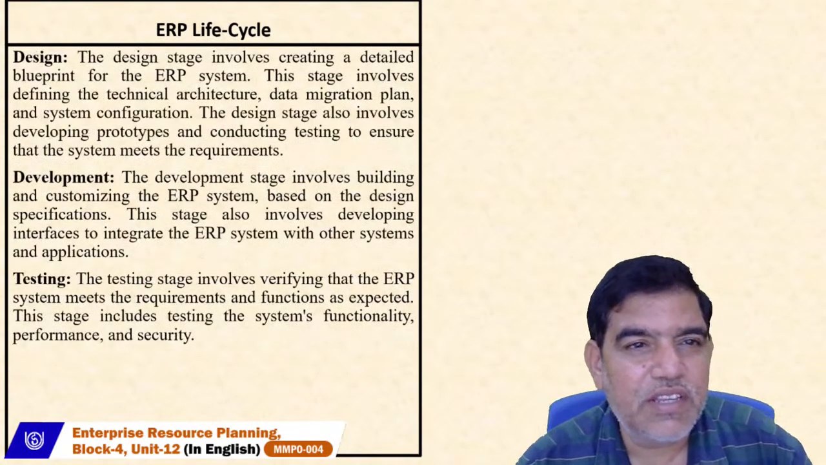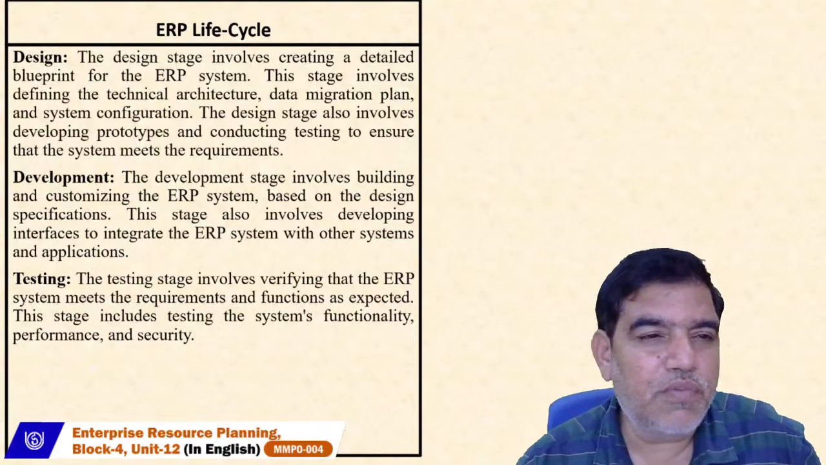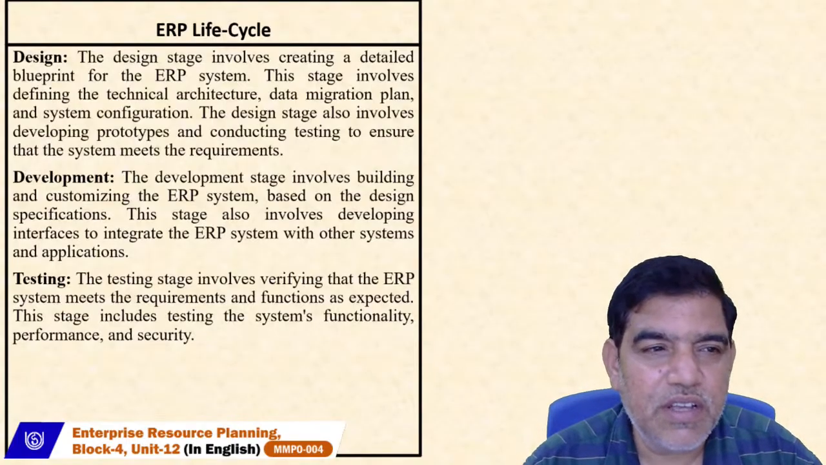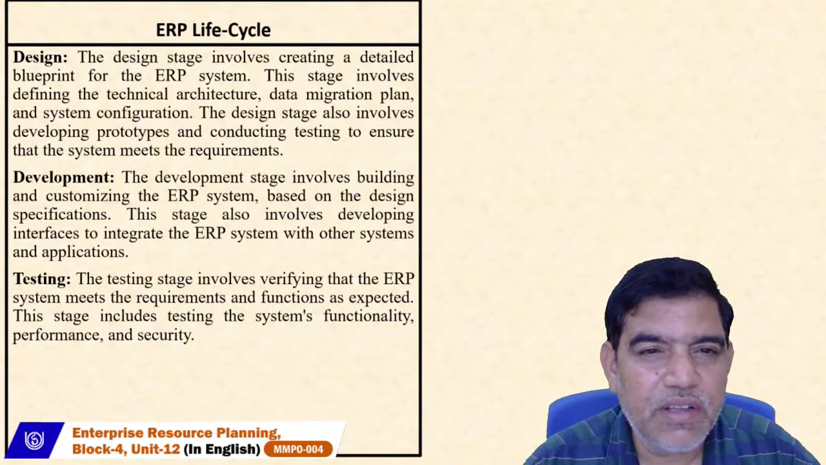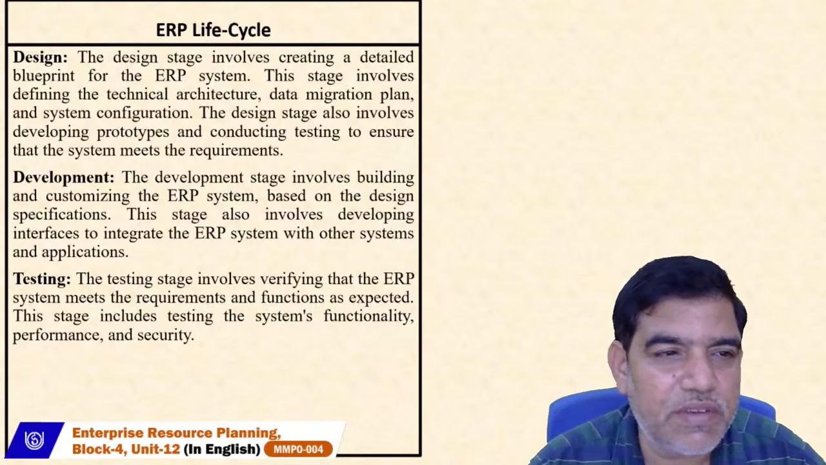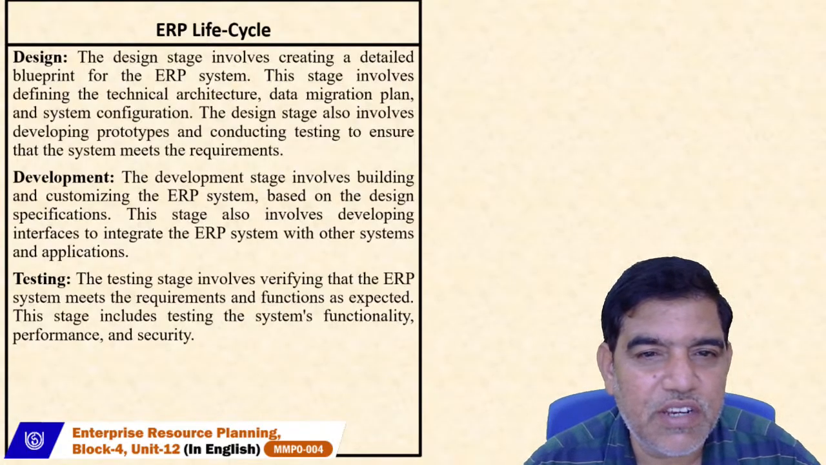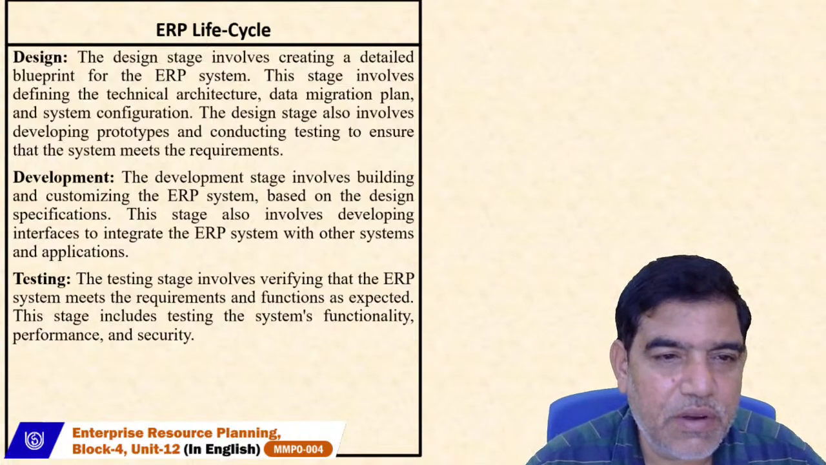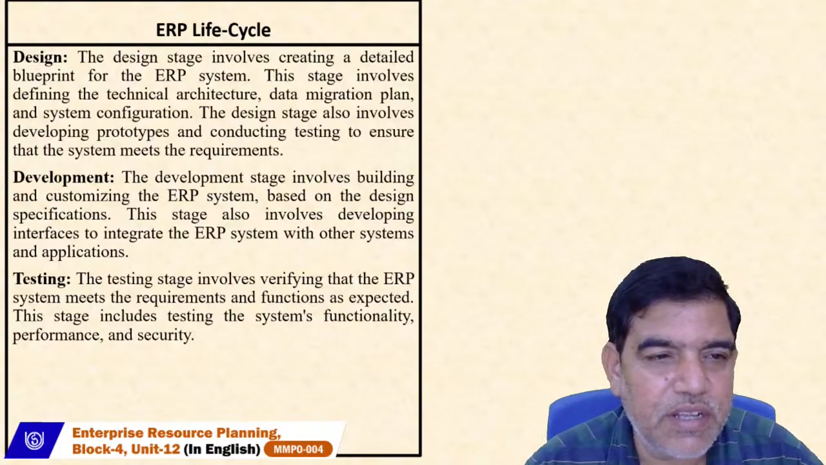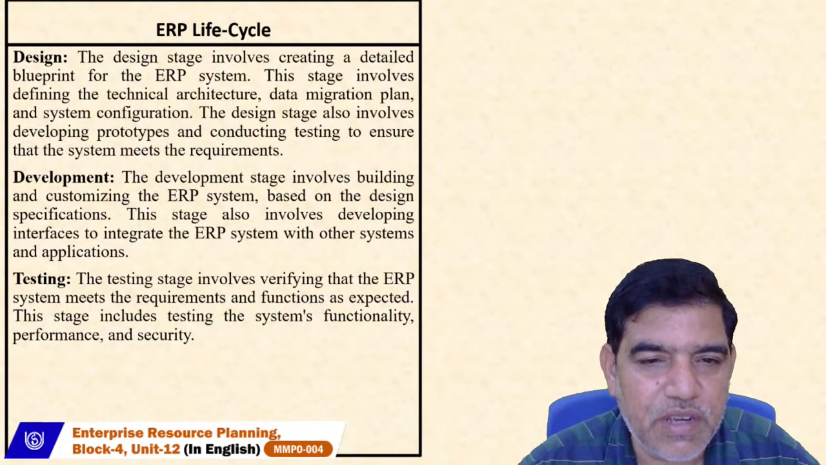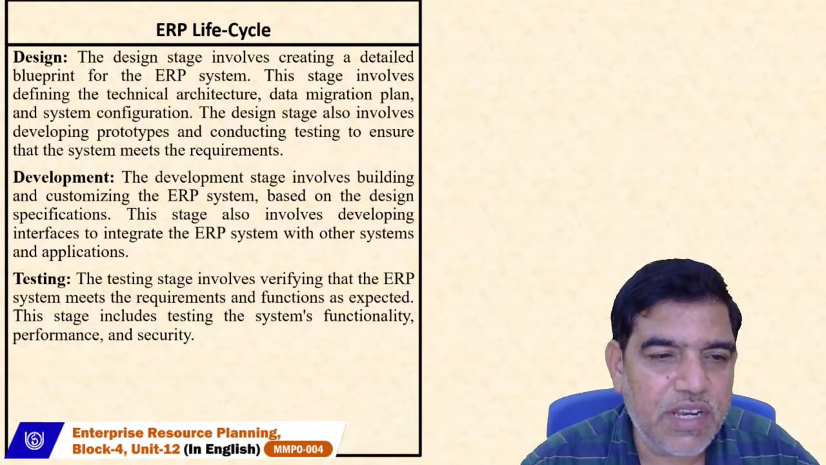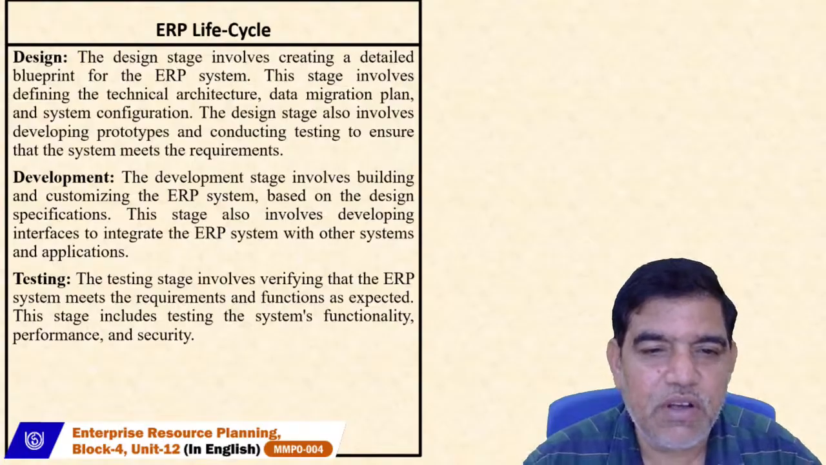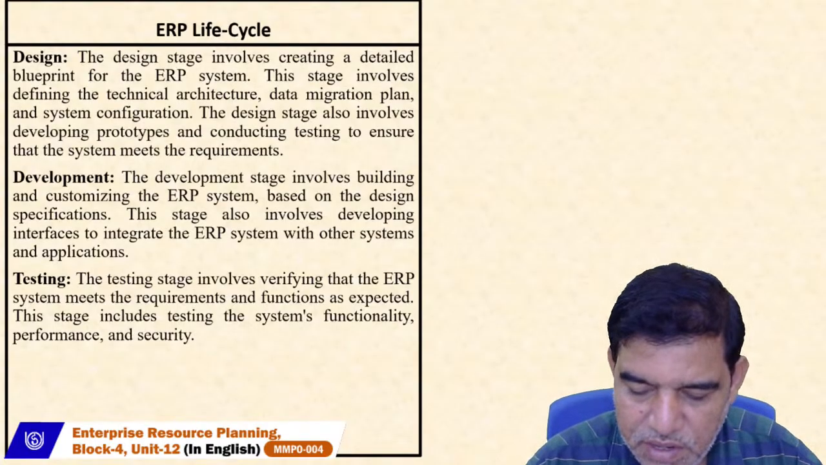Then design. The design stage involves creating a detailed blueprint for the ERP system. This stage involves defining the technical architecture, data migration plan, and system configuration. The design stage also involves developing prototypes and conducting testing to ensure that the system meets the requirements. Then development. The development stage involves building and customizing the ERP system based on the design specification. This stage also involves developing interfaces to integrate the ERP system with other systems and applications.